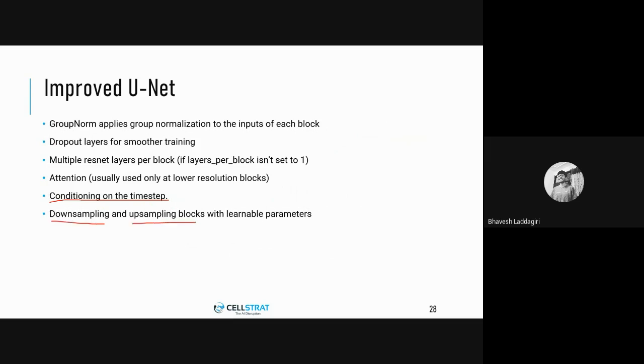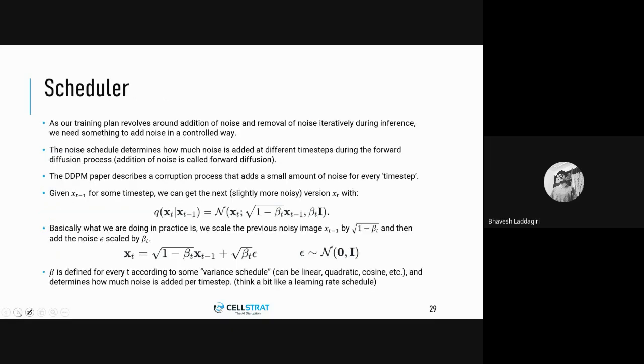And then we have something else with parameters that are learnable. So there are some general architecture improvements, but the main things are the attention and the conditioning of the time step. So that was a UNet. Now we'll actually look at the scheduler and what it does.